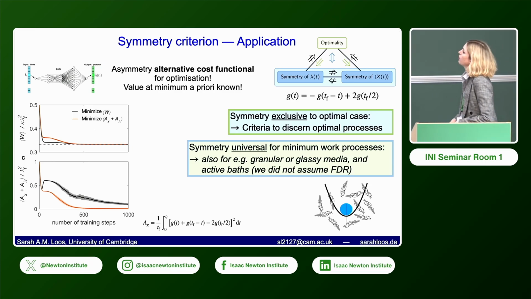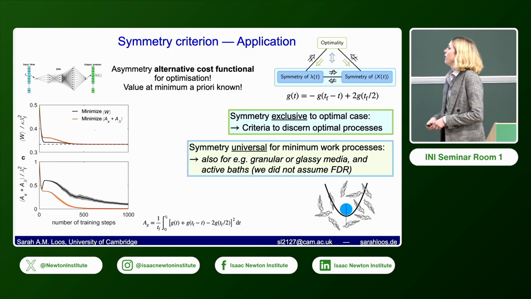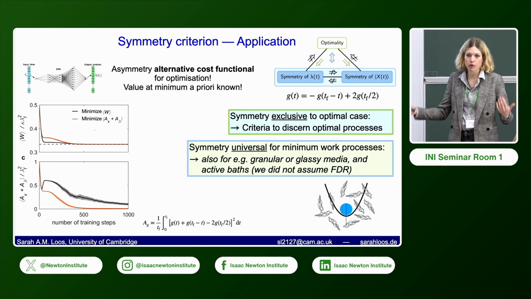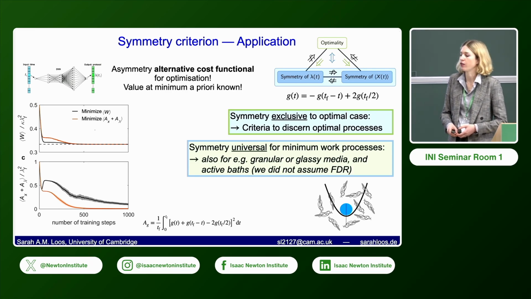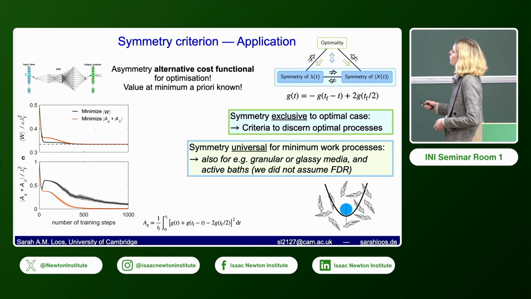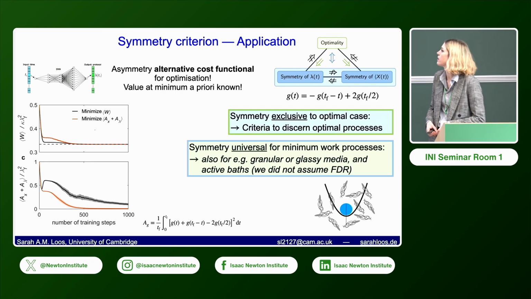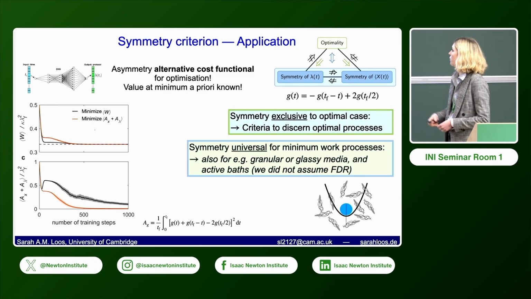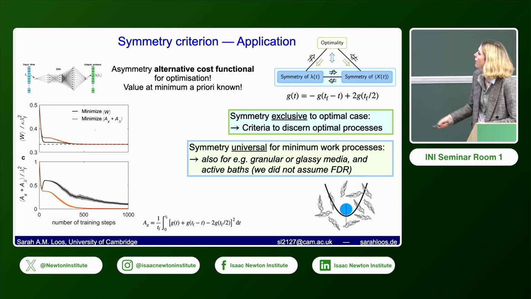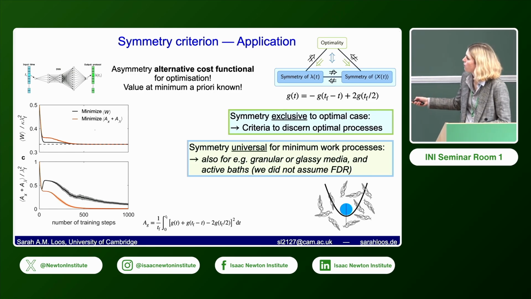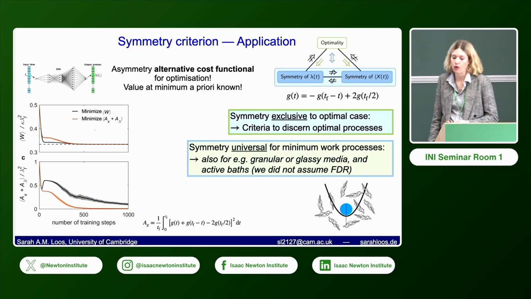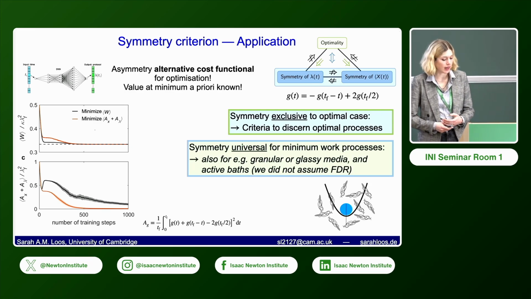And the other thing, which is quite nice, is that in this proof, we haven't used any particular property of the memory kernel or of the colored noise. So this tells you that the symmetry is universal for these minimum work dragging processes for a quite wide range of systems, including particles in granular or glassy media, and also in active baths. So in particular, we did not assume any fluctuation-dissipation relation. So this should also hold for a particle in an active environment.